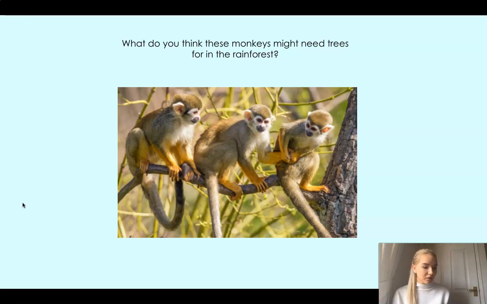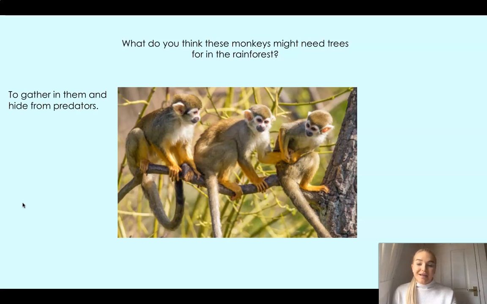So can you just pause the video, think of 2 to 3 reasons why monkeys might need trees in the rainforest. So pause the video and have a think, please. Okay, so there are 3 main reasons why monkeys might need trees in the rainforest.